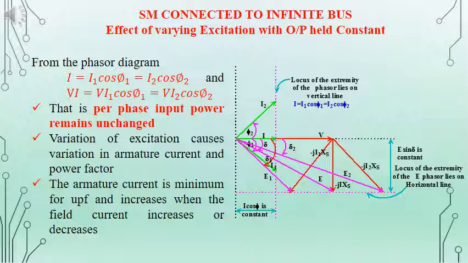For different excitation, the armature current as well as the power factor varies. The armature current will be minimum for UPF condition, and there will be a change in power factor whenever there is a change in excitation, and along with that the armature current also will be increasing for both leading power factor as well as lagging power factor condition.